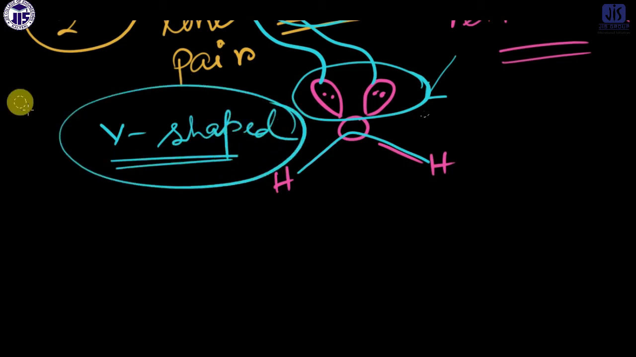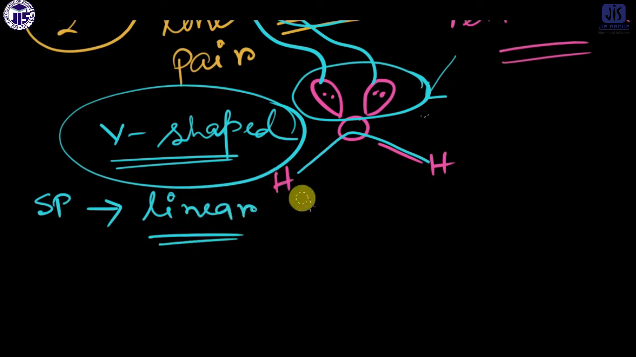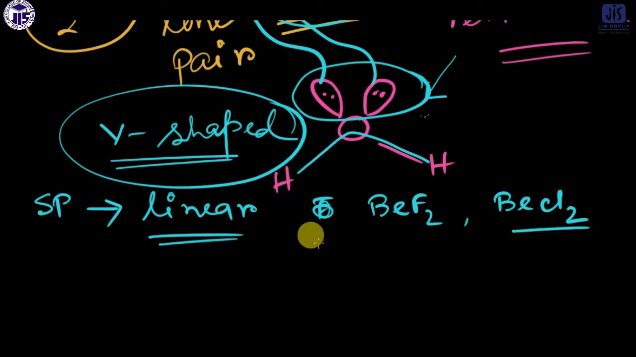So first of all, you have to know what is the geometry of each and every corresponding hybridization. So I will show you what the geometry will be for each and every case. First of all, if the hybridization is sp, the shape will be linear. It will be linear. For example, there are so many examples like BeF2, like BeCl2. Okay, so it looks like BeF and F.